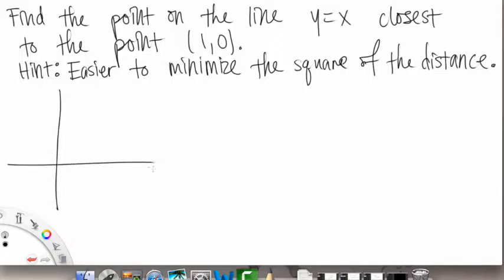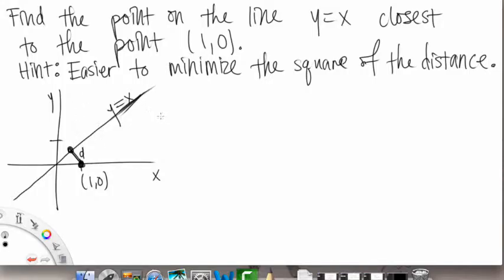Now we're living on the xy plane. And y equals x is this line here, the one where x equals y all the way along. The point (1, 0) would be, let's say, right here. So we're trying to find the point on the line that is closest to this (1, 0). Here's (1, 0), and here's the line y equals x. We'll keep that in mind, and we'll see where we go. So this is the distance.